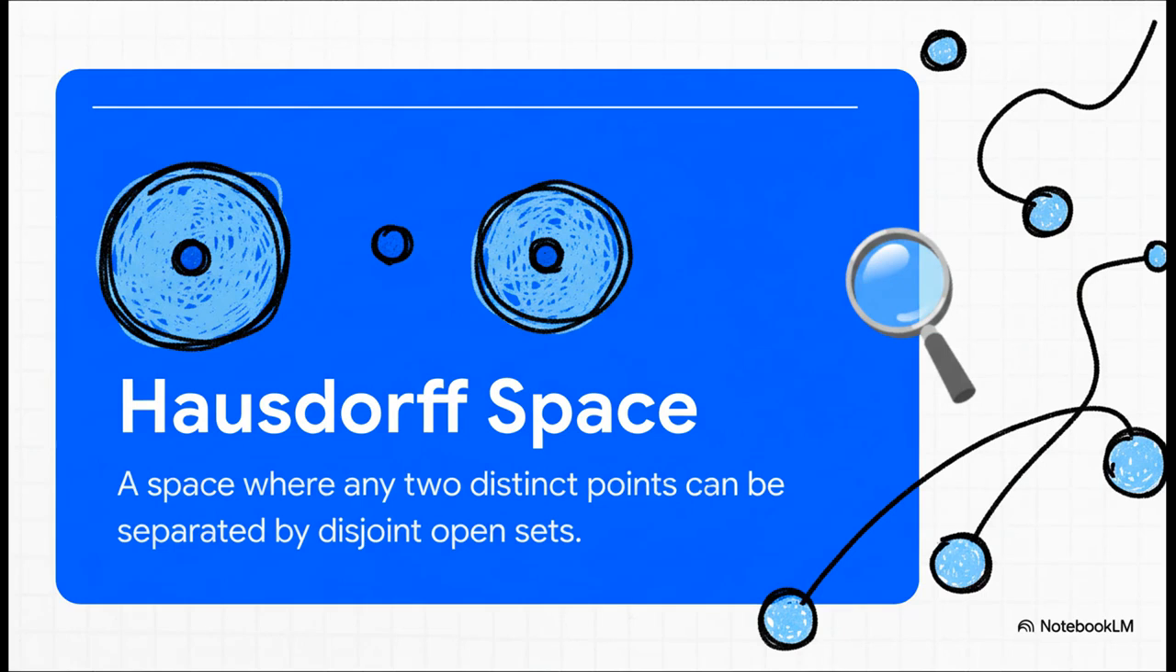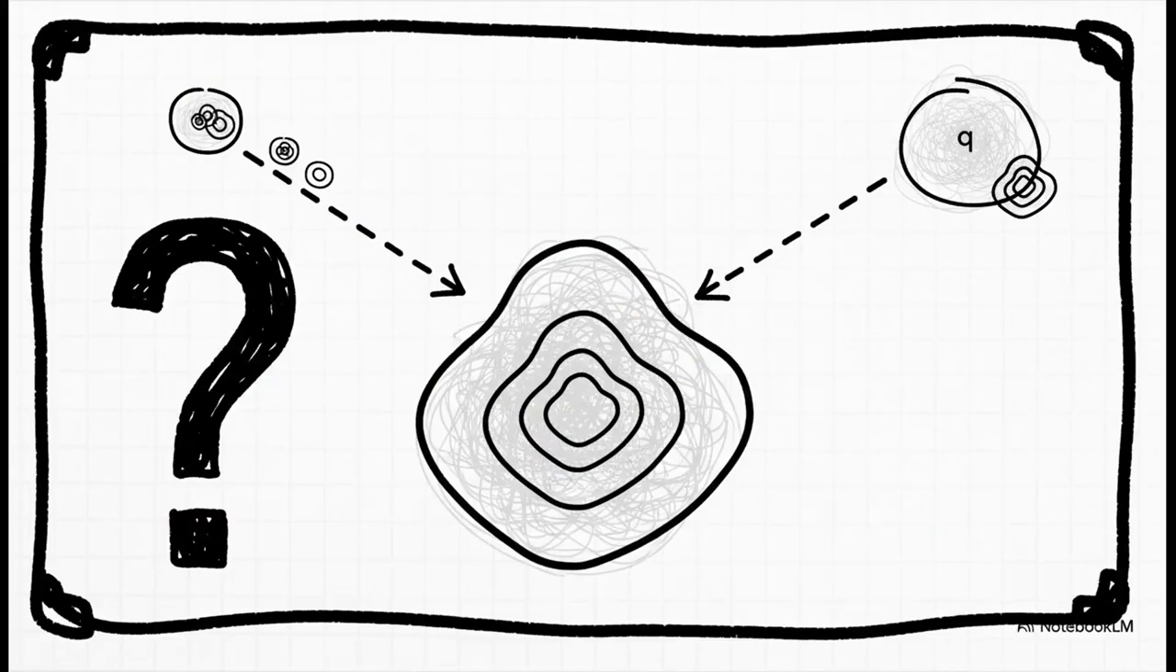So what makes a space a Hausdorff space? The property is actually wonderfully simple. It just means that for any two different points you pick, you can always draw a bubble around each one in such a way that the two bubbles don't overlap at all. You can always cleanly separate them. That's the whole idea. So, how are we going to prove our big theorem? We're going to use a classic technique, proof by contradiction. Basically, we'll assume the opposite of what we want to prove is true, and then show that this assumption leads to a complete logical mess.